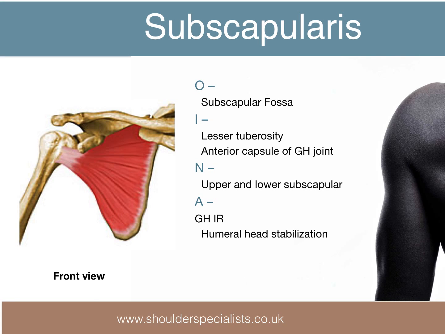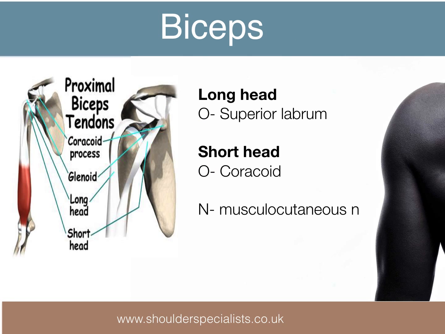Subscapularis arises from the undersurface or front of the scapula, then passes in front of the shoulder joint to insert on the lesser tuberosity. It is supplied by the upper and lower subscapular nerves and internally rotates and stabilizes the shoulder. The biceps muscle has 2 proximal attachments.